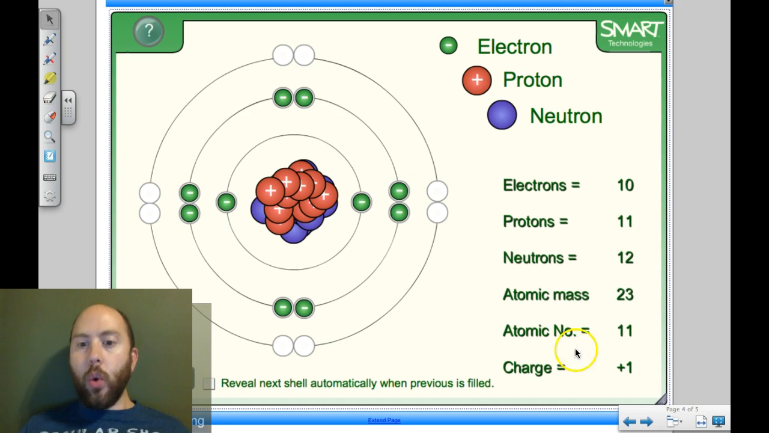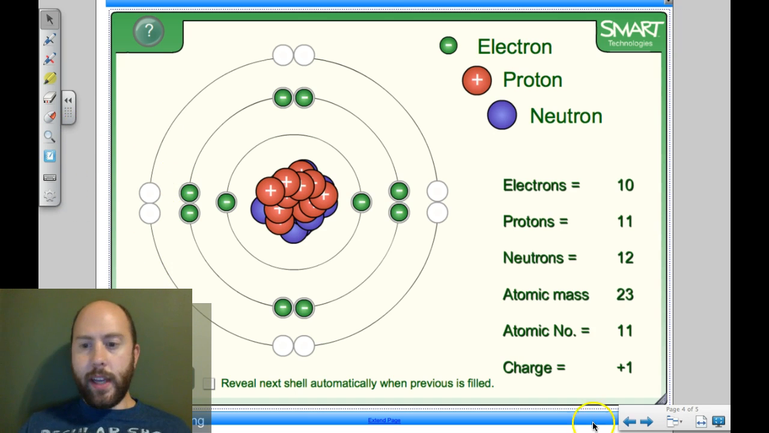Now, because I took 1 electron away, look what happened to the charge. It's plus 1 because there are 11 protons, 11 positive protons, and 10 negative electrons. 11 positive plus 10 negative is plus 1. So again, I just want to show you that. Watch the charge specifically. When it's neutral but not stable, I need to take an electron away. When I lose 1 electron, I now have a plus 1, and that is a cation.